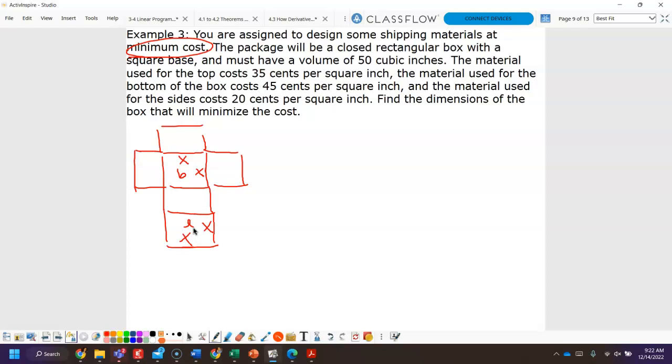So it says the package will be a closed rectangular box with a square base and it must have a volume of 50 cubic inches. So we know that volume is length times width times height. So the length and width in this case are both x. The height is an unknown.